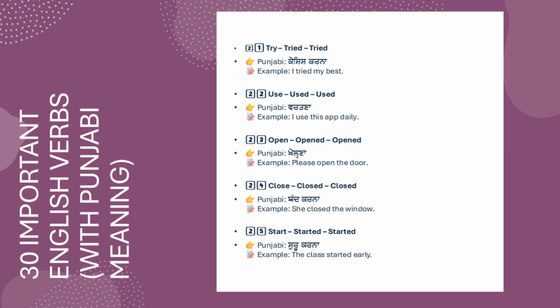And 24th verb is close, which means band karna. Close, closed, closed. Close is our base form. Closed we use for both past form and past participle. For example, she closed the window.